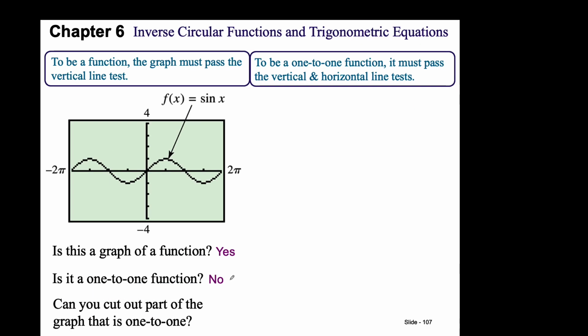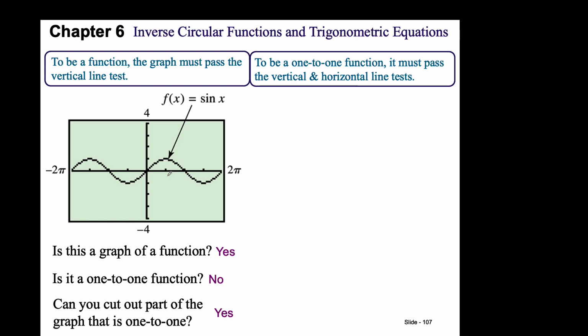Now we're asked, can we cut out part of the graph that is one-to-one? So think about maybe having a snippet tool. Is there any part of this graph that you can cut out that would pass the vertical and the horizontal line test, making it one-to-one?